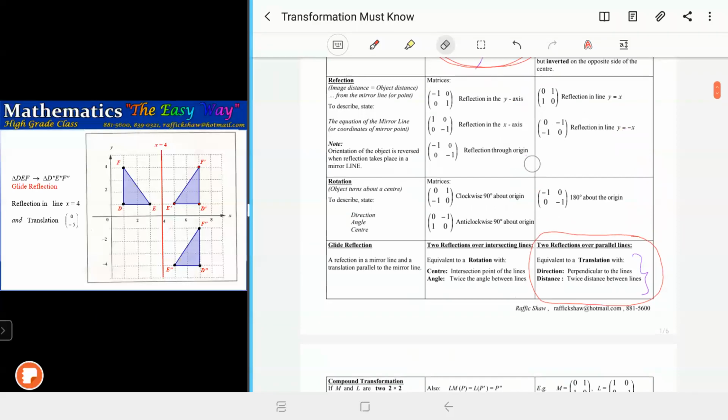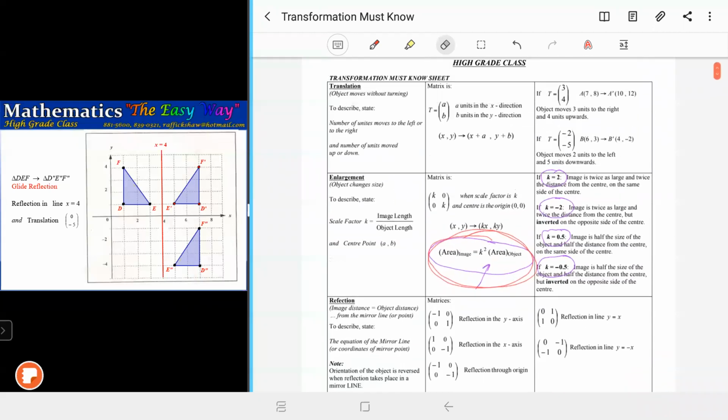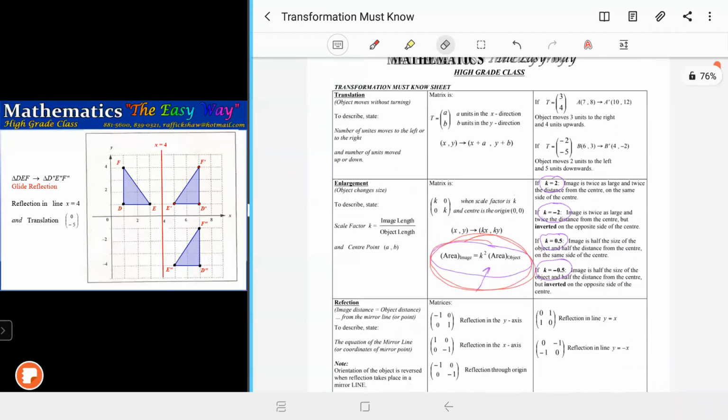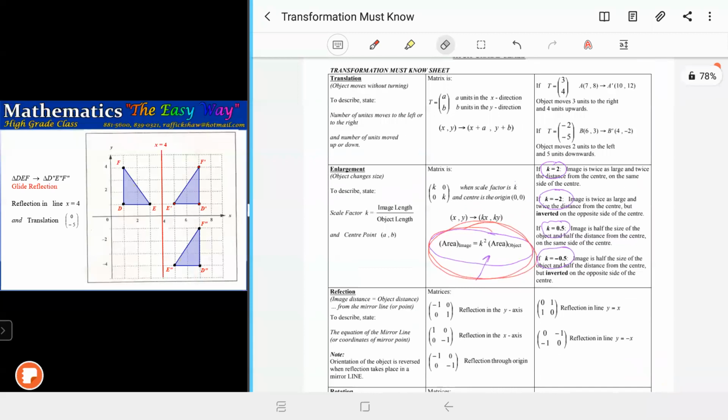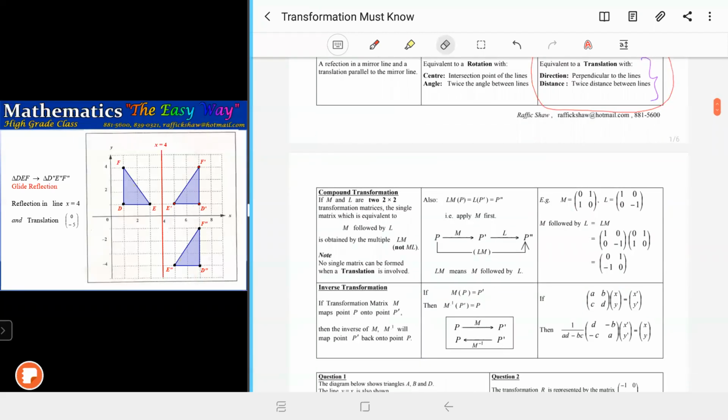I'm not going to say everything, but I'm pretty confident 99.99999% of everything that you need to know in transformation is covered right here in this must-know sheet. If you understand everything in this must-know sheet, you can basically do any transformation question. I'm telling you, you'll be able to do it if you understand everything that is here.